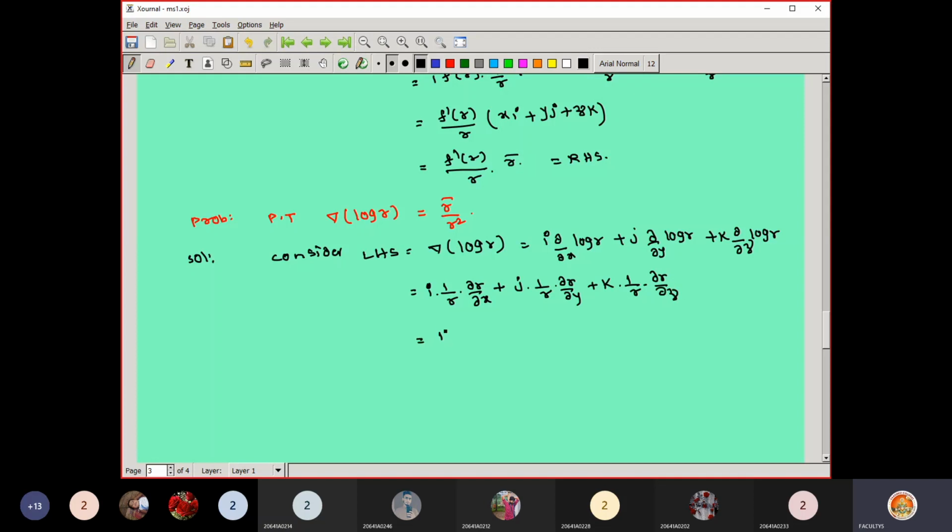So directly, i/r times ∂r/∂x is nothing but x/r, plus j/r times ∂r/∂y is y/r, plus k/r times ∂r/∂z is z/r. So now the denominator r square is totally common. So 1 divided by r square, if I take it common, you are getting xi plus yj plus zk. So this value is exactly r bar by r square, that is equal to your right hand side. Same, you have just proved your given statement.